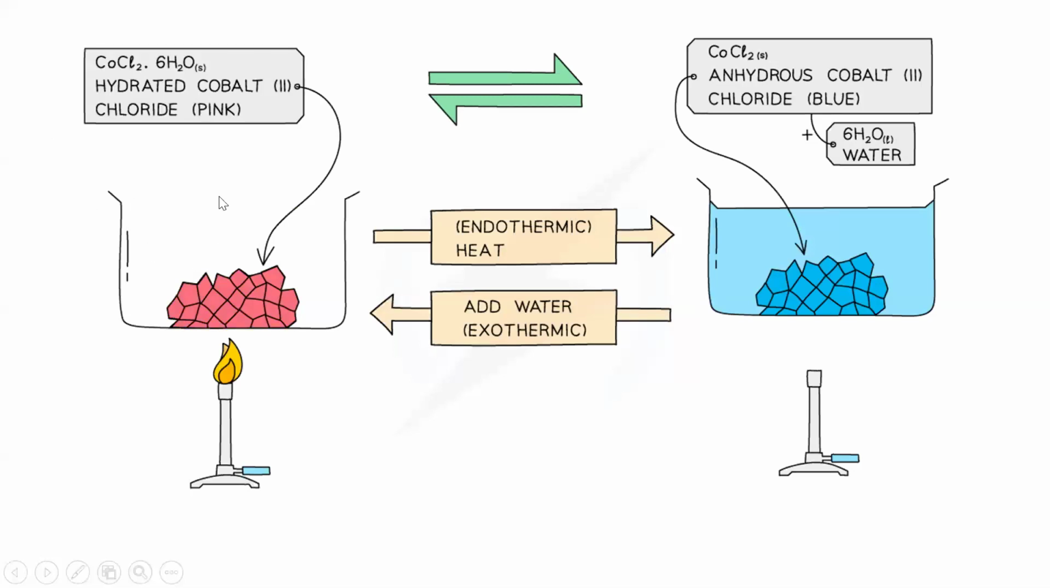Another chemical is cobalt 2 chloride. Cobalt 2 chloride hydrated crystals are pink. Upon heating, they change to blue, which is the anhydrous cobalt 2 chloride. Now, what will happen if you add water to the anhydrous cobalt 2 chloride, the blue one? Can you guess? Yep, it will be an exothermic reaction, and pink crystals of cobalt chloride are going to be formed. These are the hydrated cobalt 2 chloride crystals.